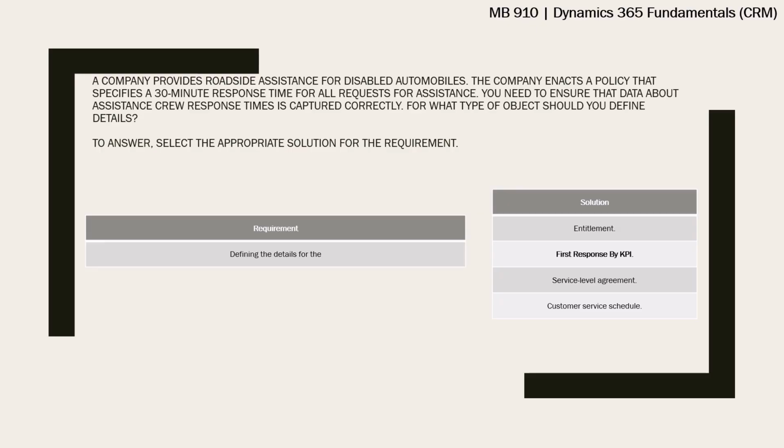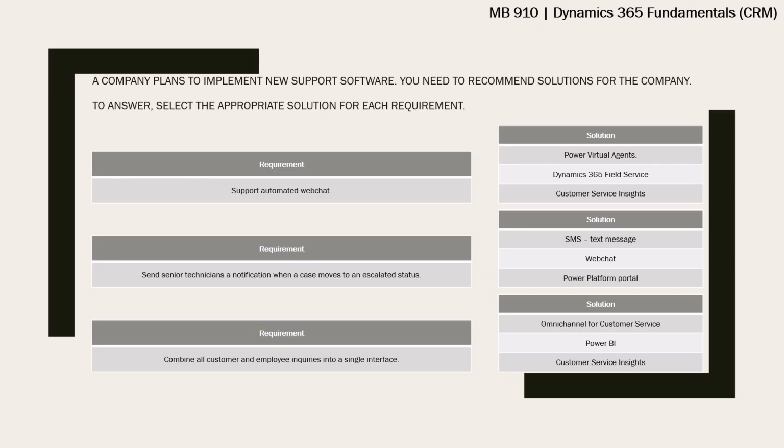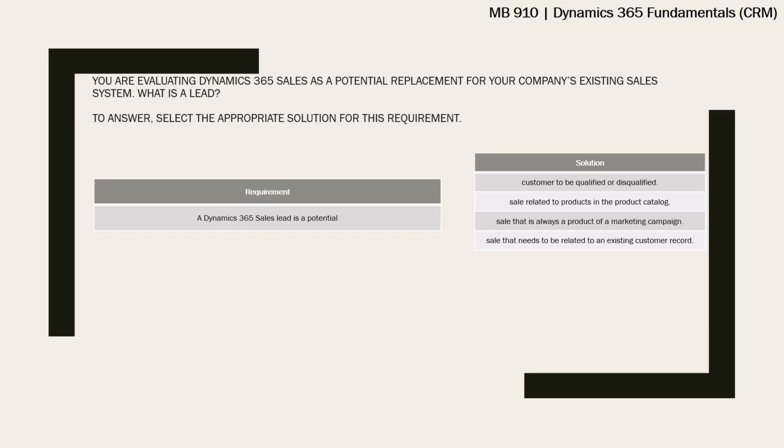A company plans to implement new support software. You need to recommend solutions for the company. Answer. Select the appropriate solution for each requirement. You are evaluating Dynamics 365 Sales as a potential replacement for your company's existing sales system. What is a lead? Answer. Select the appropriate solution for this requirement.